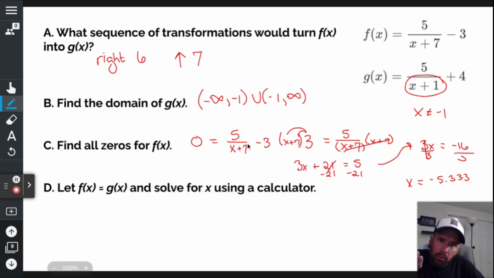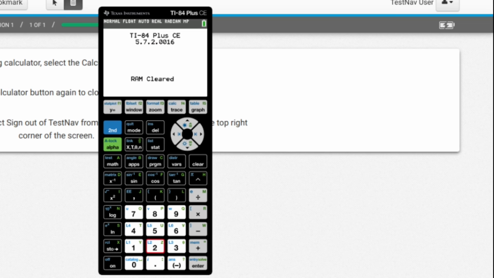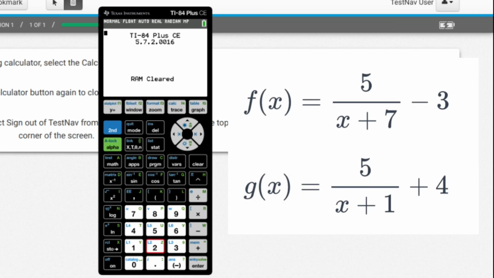The other way to do this was you combine fractions and then set the numerator equal to 0. That would work. I think you'd end up with the same thing anyway. With this one, I'm going to put in what I did on the calculator, show you what I did, come back out, and we'll write out the answer. All right, for this guy, what I'm being asked to do for part D is set f of x equal to g of x and solve.